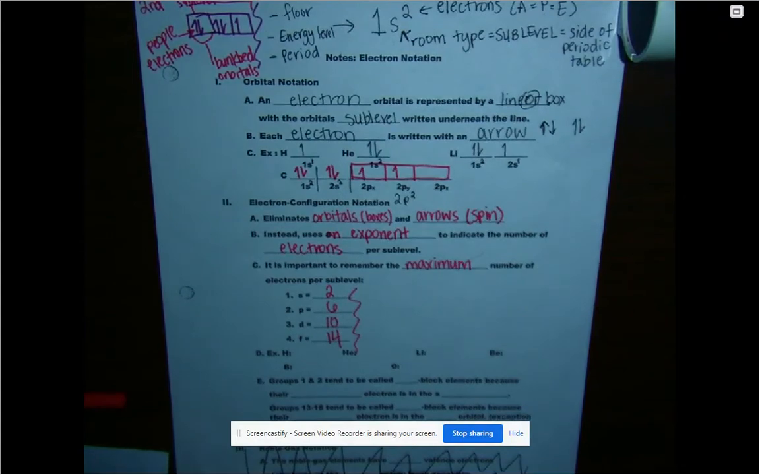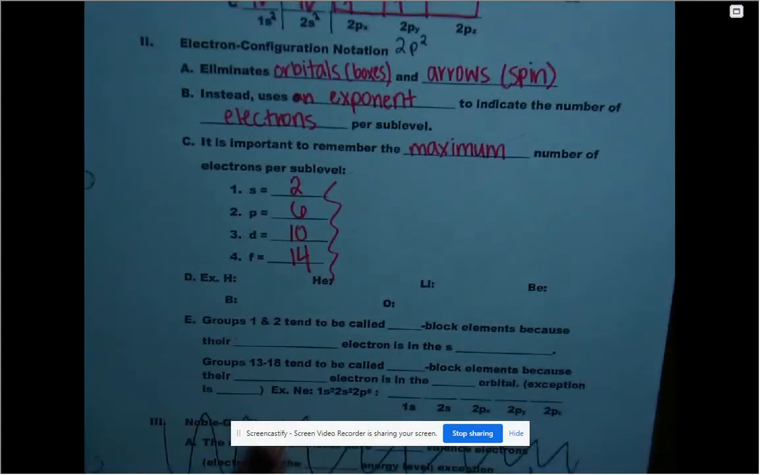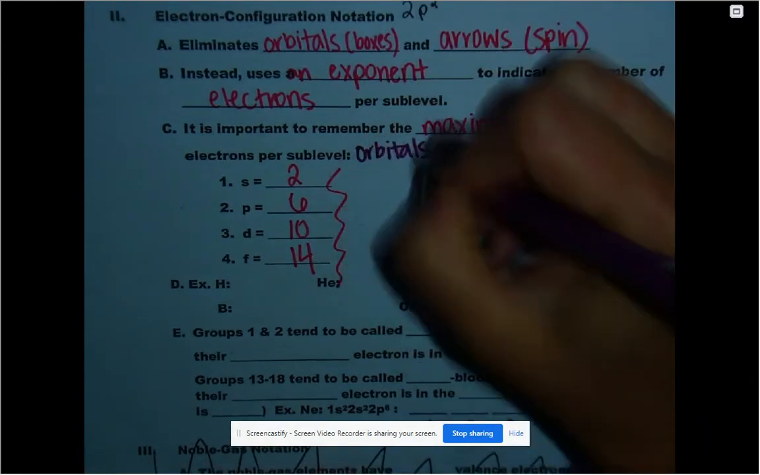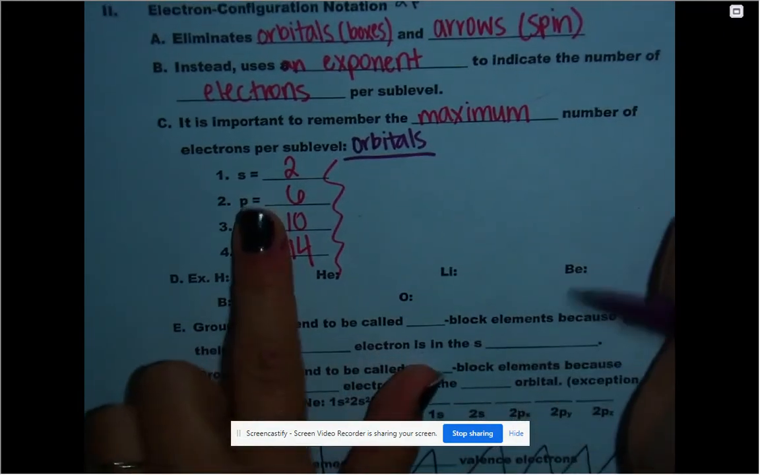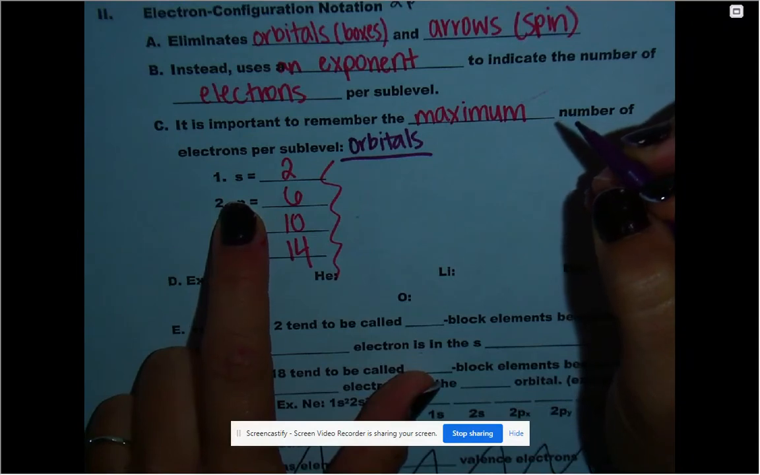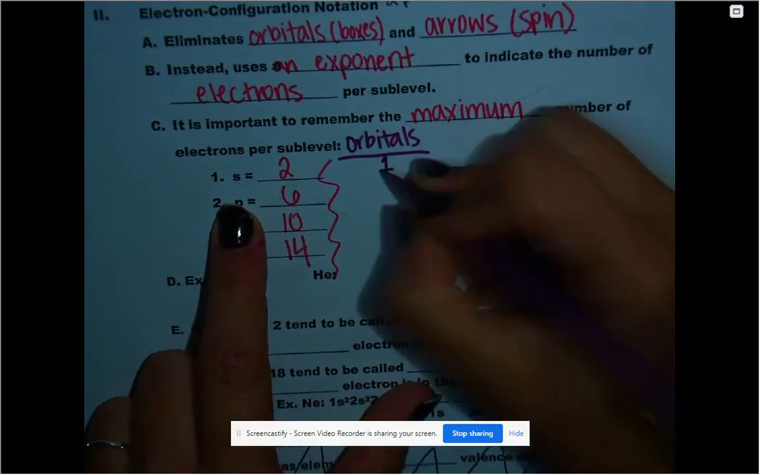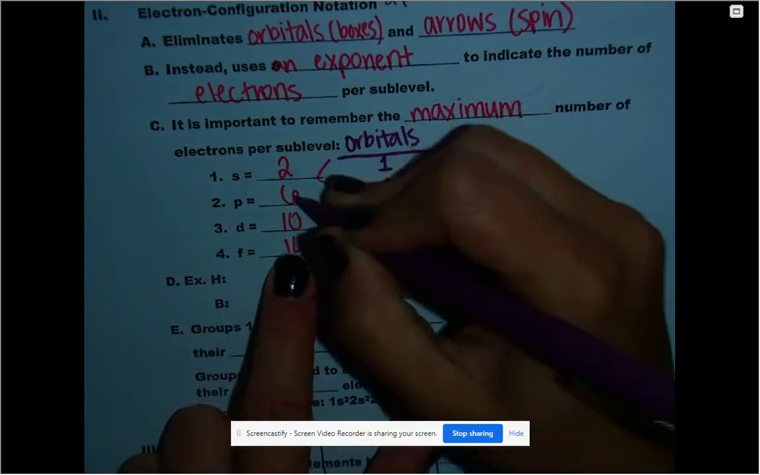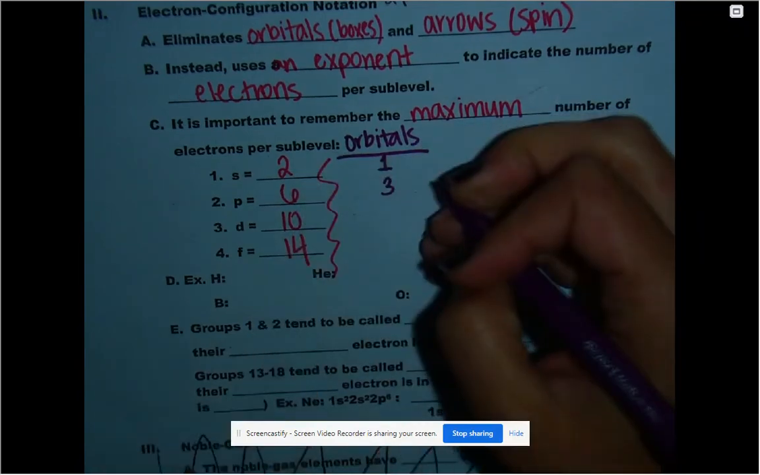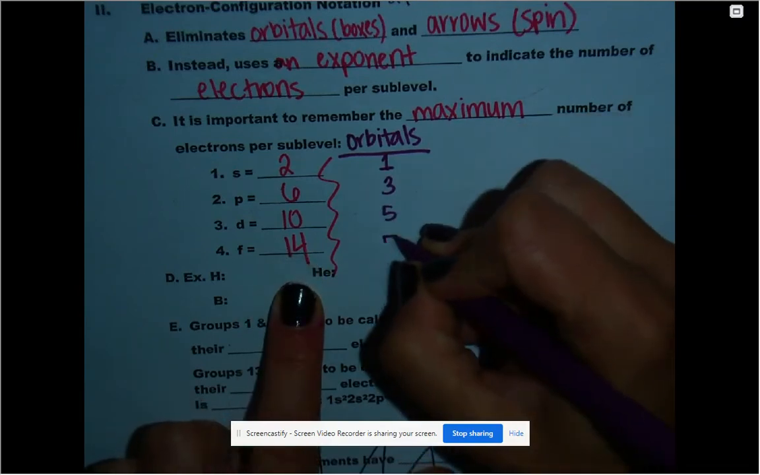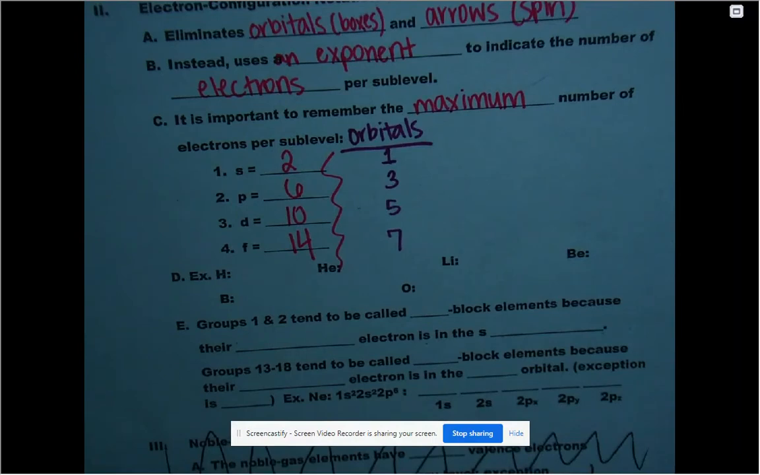We should also know how many orbitals each one has. Remember, orbitals were the bunk beds. Let's label orbitals real quick. How many bunk beds were in the sunny room? Only 1. How many were in the pink room? 3. So you can see the trend here: we cut it in half. How many are going to be in the D sublevel? 5. How many in the F sublevel? 7. Exactly. So again, these are the orbitals, those little bubbles of space.